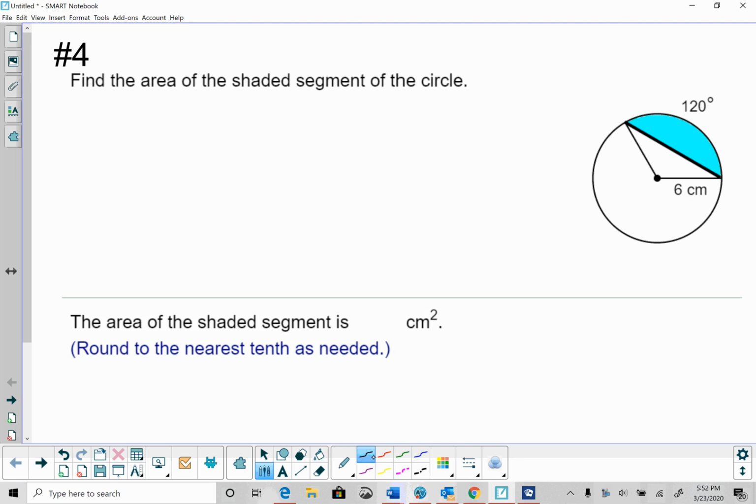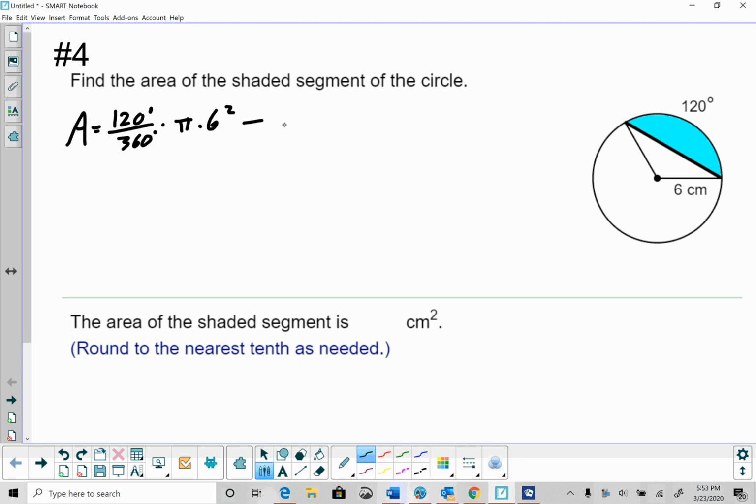Okay, so to find this area, we're going to start with the area of a sector. If they gave us this 120-degree arc measure, that means the central angle here is also 120 degrees. So 120 always divided by 360. And again, we're dealing with area, so we want area of the entire circle. Pi times, they gave us the radius there of 6 centimeters squared.